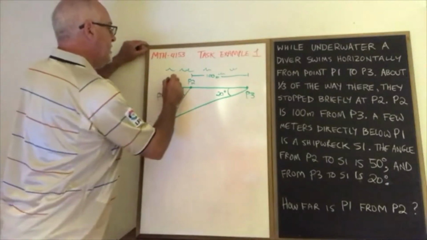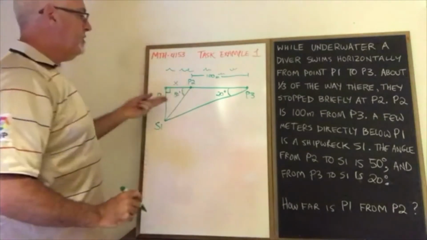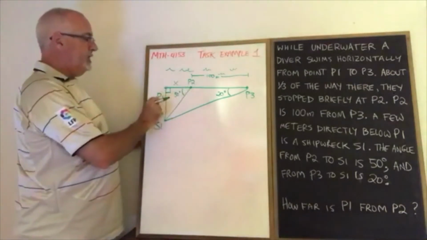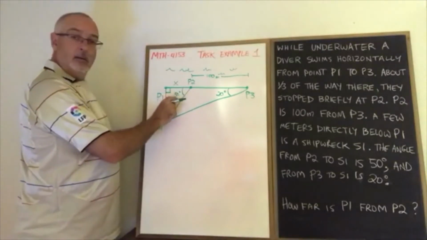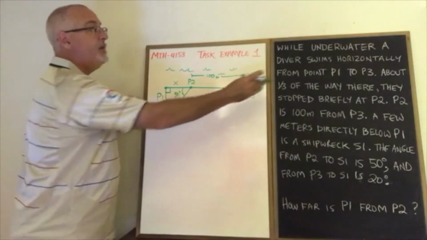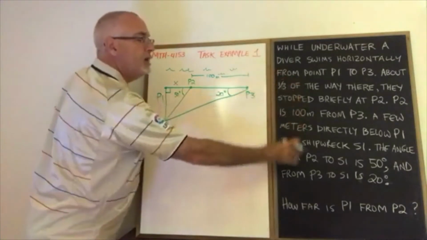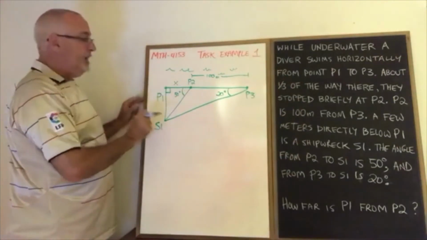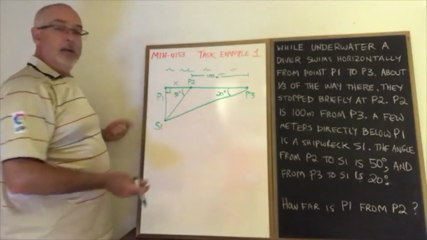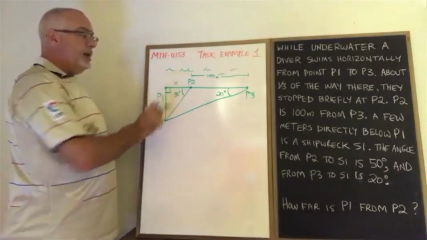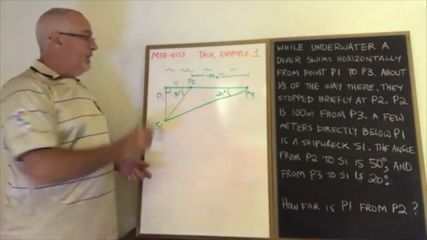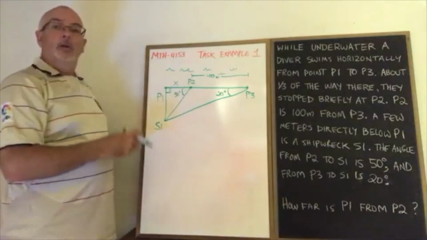How far is P1 from P2? I'll put a little X here to remind myself that's what I'm looking for. I'd really like to work with this small right triangle, P1, P2, S1. I have all three angles because I have the 90 because of the direction directly below. That implied a right angle. I have the 50 that they gave me, and I can subtract from 180 to find the missing angle. But having all three angles in the right triangle isn't going to help me to find a side length. I need another side length in this small triangle in order to proceed.